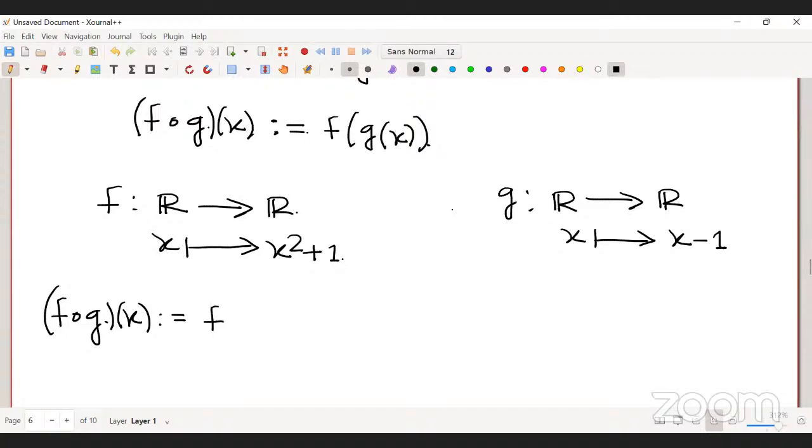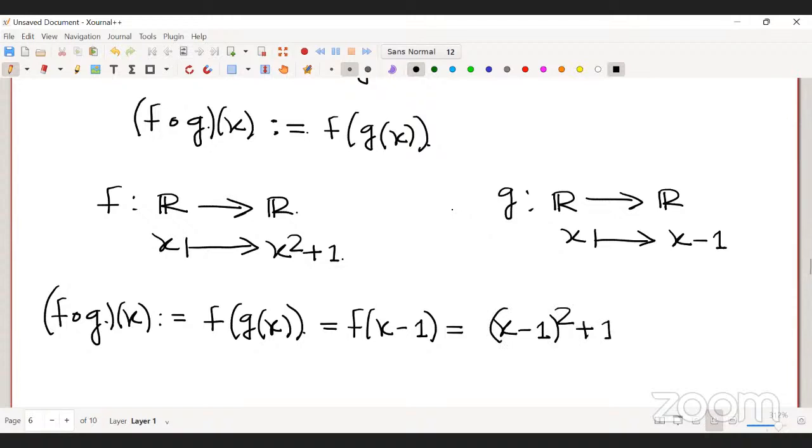Correct. So what is this? This is basically g of x, plus one. What is g of x? g of x is x minus 1, which is nothing but f of x minus 1. And what is f of x minus 1? This is (x minus 1) whole square plus 1. Okay, so this is how we compute the composition of functions.